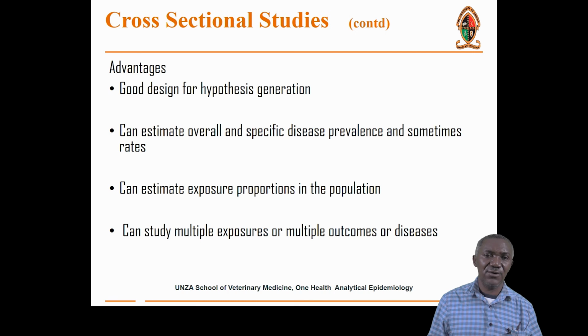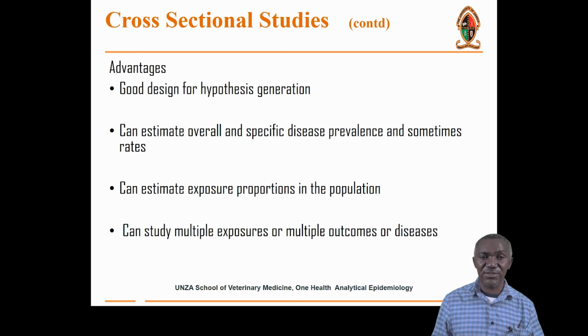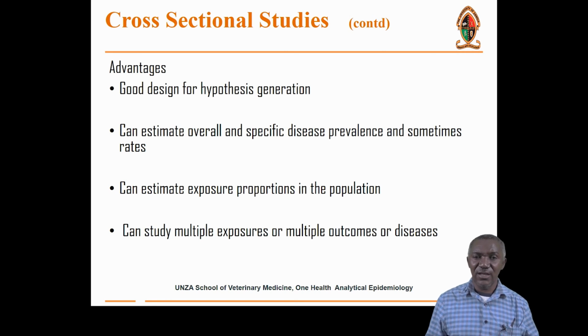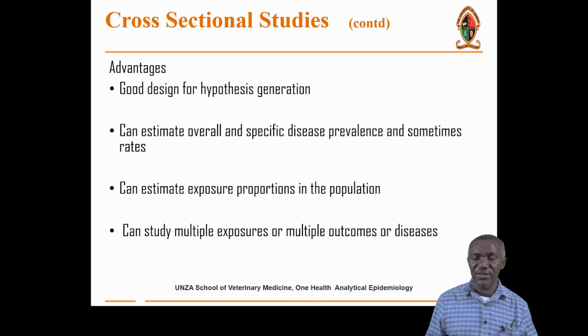What are the advantages of cross-sectional studies? They are good designs for hypothesis generation. So when you want to generate a hypothesis, a cross-sectional study will be ideal for such a situation. It can also be used to estimate overall and specific disease prevalence and sometimes rates. So you can use a cross-sectional study to estimate a prevalence of disease in a given population.